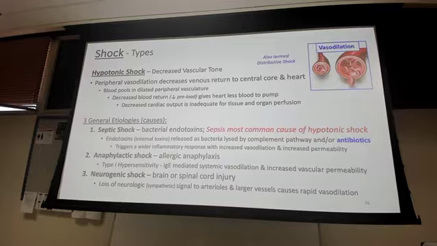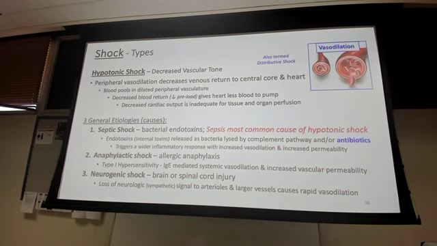Anaphylactic shock, we talked about that already, how IgE and those mast cells get involved. When the mast cells get triggered by the IgE and that antigen, it's going to kick off that histamine release, so that's also going to cause that hypotonic state, that vasodilation.